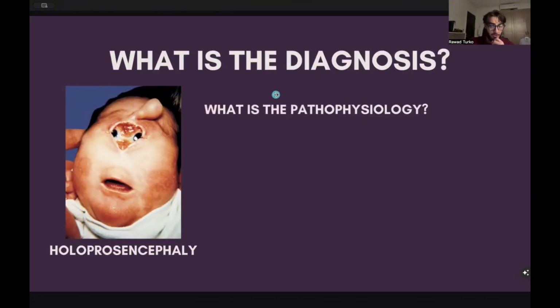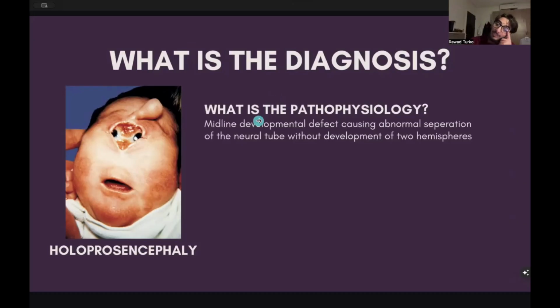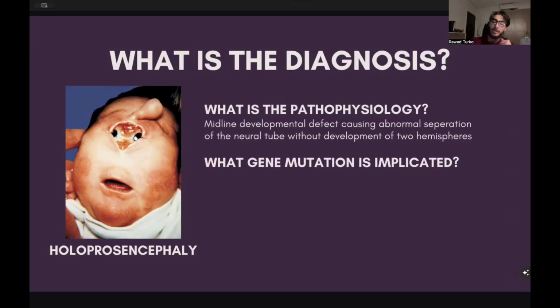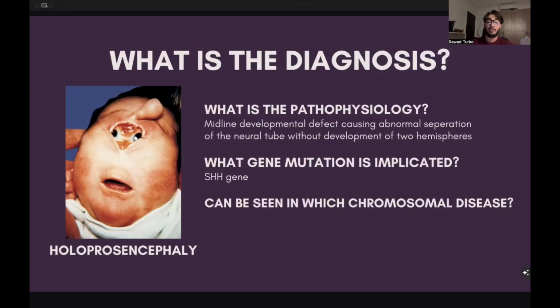So again, what's the pathophysiology? Take a second also to answer it. This is a midline developmental defect causing abnormal separation of the neural tube without development of the two hemispheres. What gene mutation is implicated in holoprosencephaly? Again, this is the sonic hedgehog gene. You'll find that the sonic hedgehog gene and also the homeobox gene are implicated in many of the disease processes that we see in nervous system development. And holoprosencephaly can be seen in which chromosomal disease? That's Patau syndrome, which is trisomy 13. This is a classic association that you have to know.